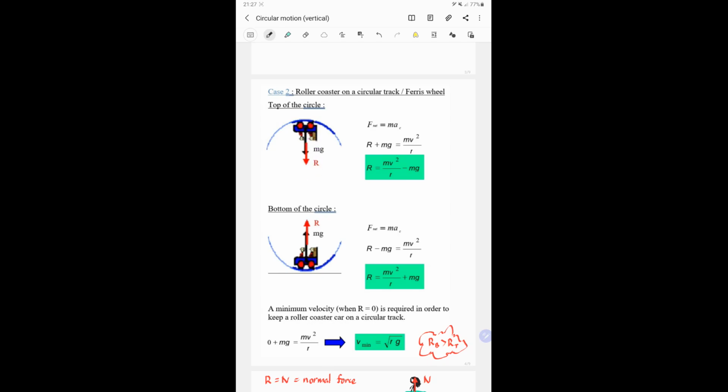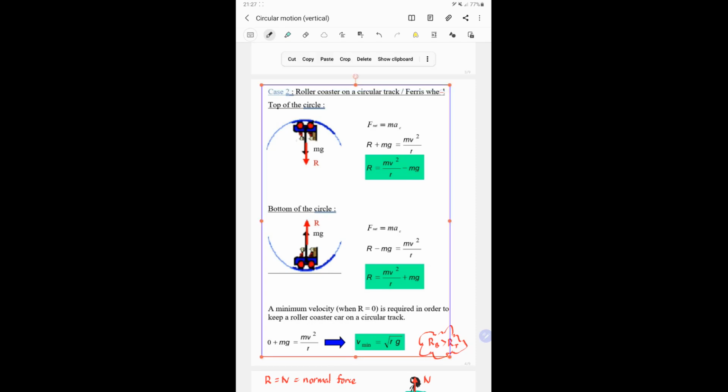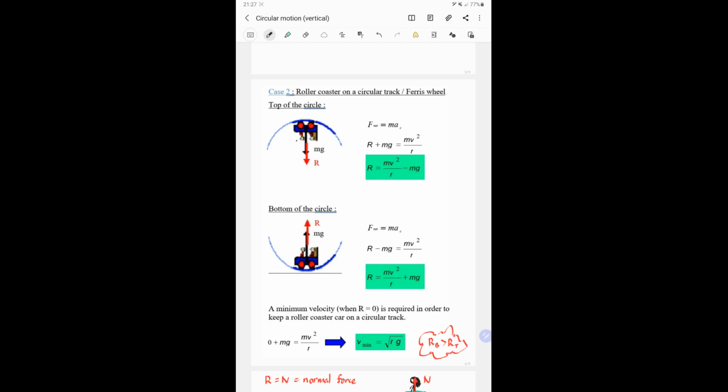At the same time, we are discussing the centripetal force, which is always toward the center of the circle. So this is FC, towards the center of the circle. So in this case, what happens now? Mg and R are in the same direction as FC. So both forces should be positive. Again, F net equals FC, which is mac.